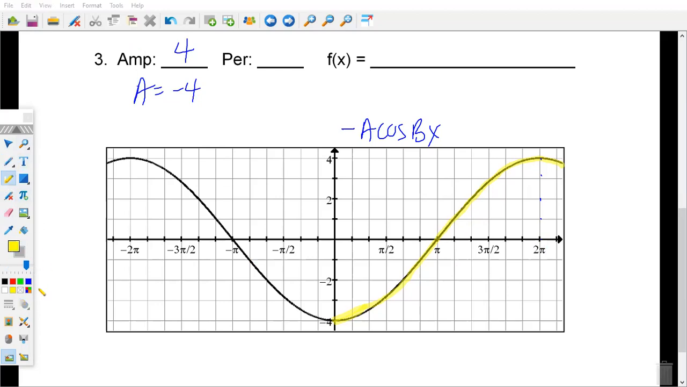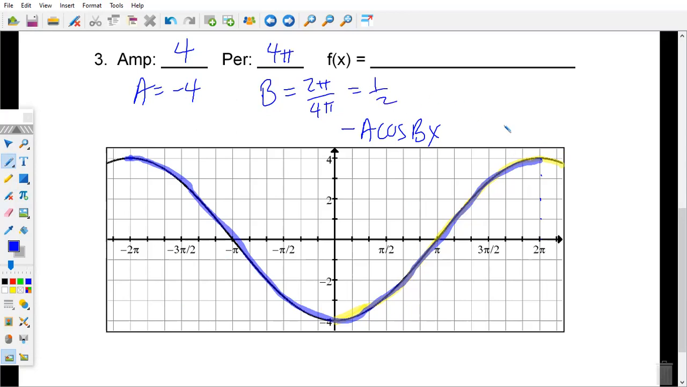So remember, I was giving you the hint that you can use what you see for your period, right? So I can see a complete cycle right here. I can see a full cycle right here, right? And how long is that period? 4 pi. So we know that our period is 4 pi, which helps us solve for our b. So 2 pi divided by 4 pi equals 1/2. So my equation is negative 4 cosine 1/2x.